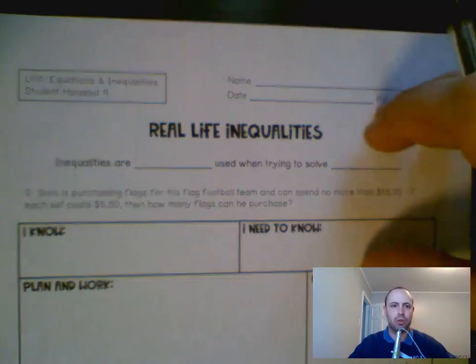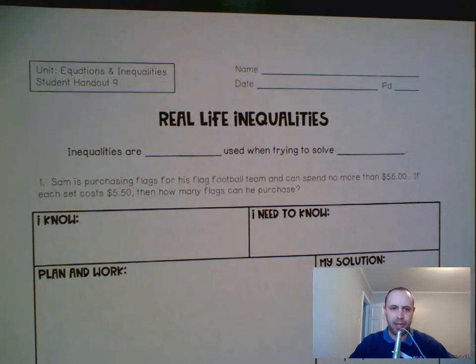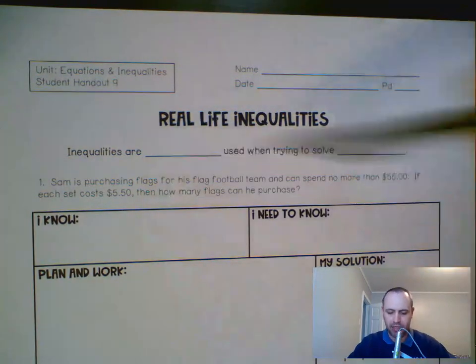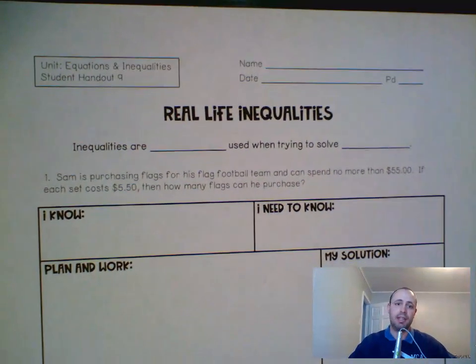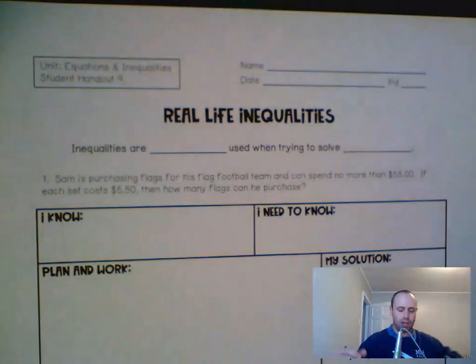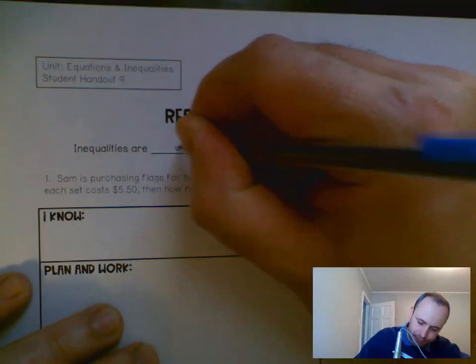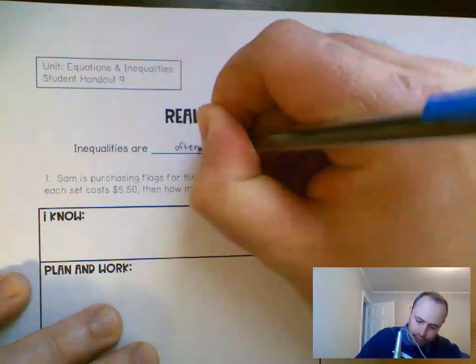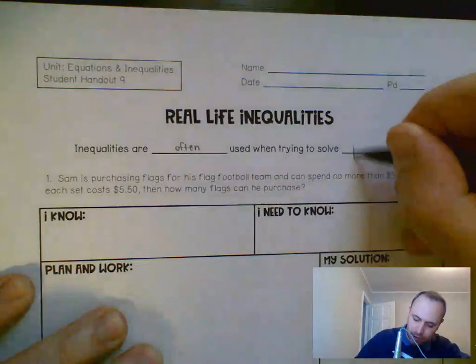All right, here's the worksheet. You can work off separate paper if you'd like to, and pause this wherever needed to help you keep up with things. Okay, inequalities are often used when trying to solve problems.